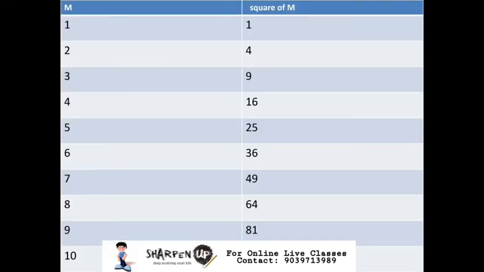Here is a list of the first 10 natural numbers and their squares. The square of 1 is 1, the square of 2 is 4, the square of 3 is 9, and the square of 4 is 16.